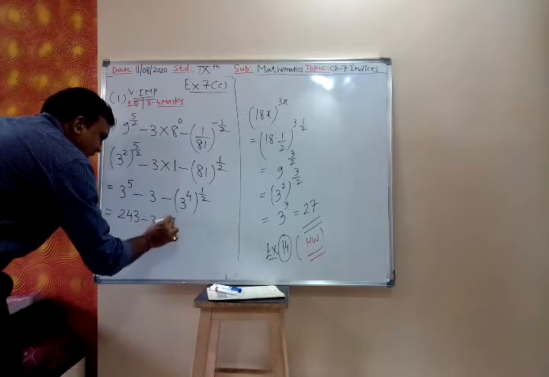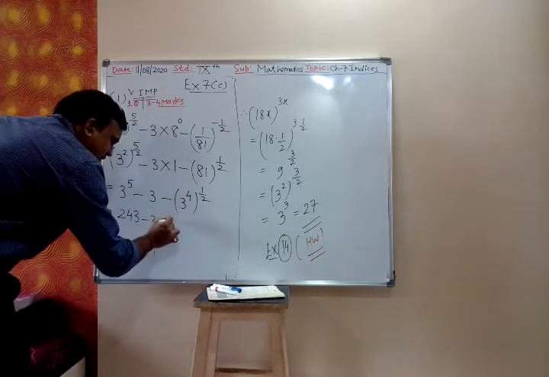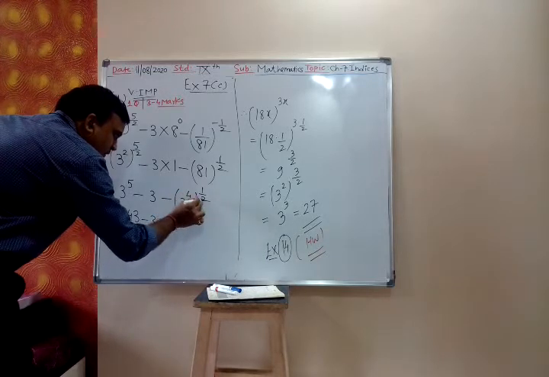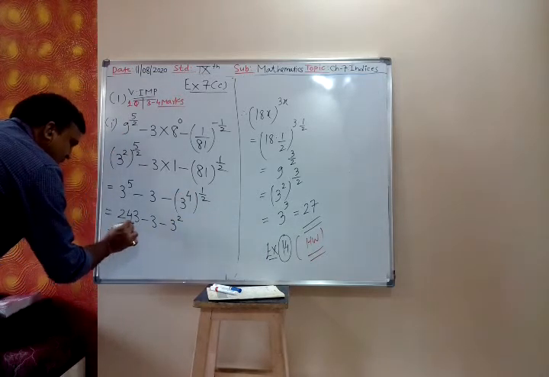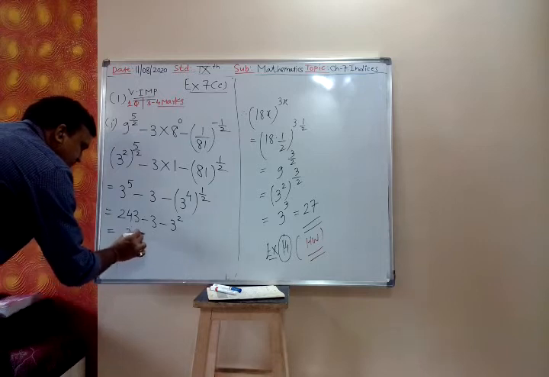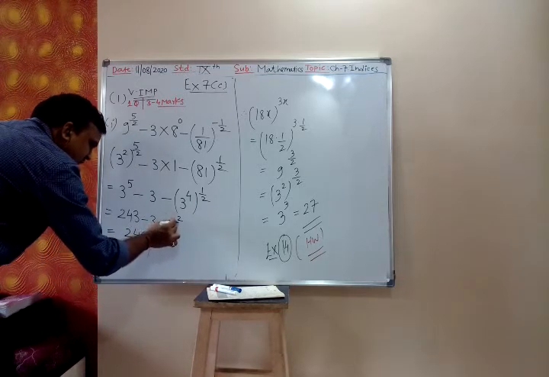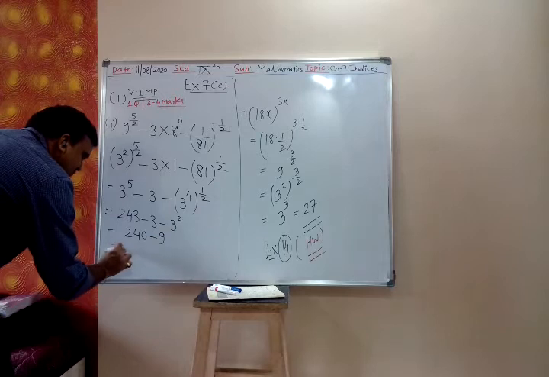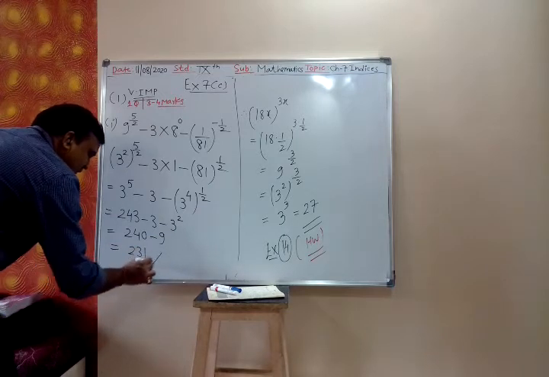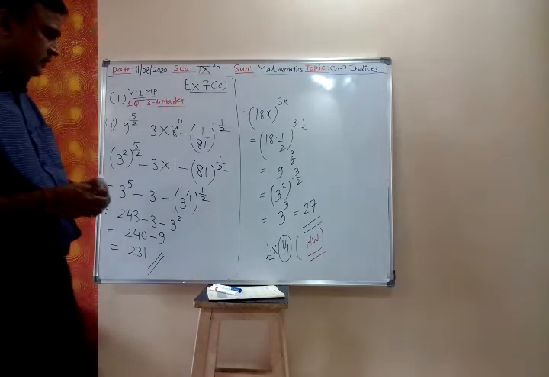3 raised to 5 is 243 minus 3 minus this power raised to power. This is 3 raised to 2, 4, 9. So 243 minus 3 is 240 minus 3 square is 9 and the answer is 231.